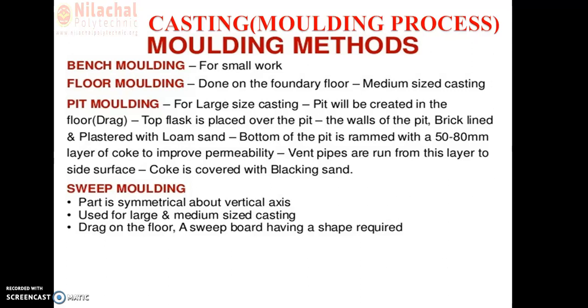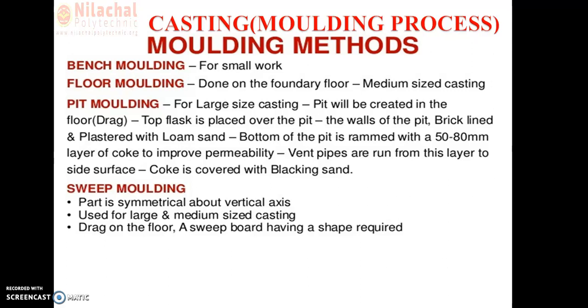By using this machine, we can get these advantages. Molding machines produce identical and consistent castings. Molding machines produce castings of better quality and at lower cost. Molding machines are used for mass production of castings, whereas hand molding, that means the above three, bench, pit and floor, is usually for limited production.